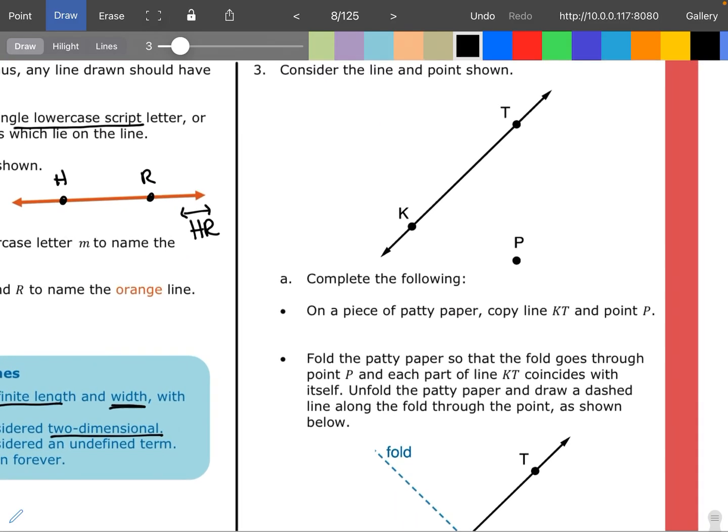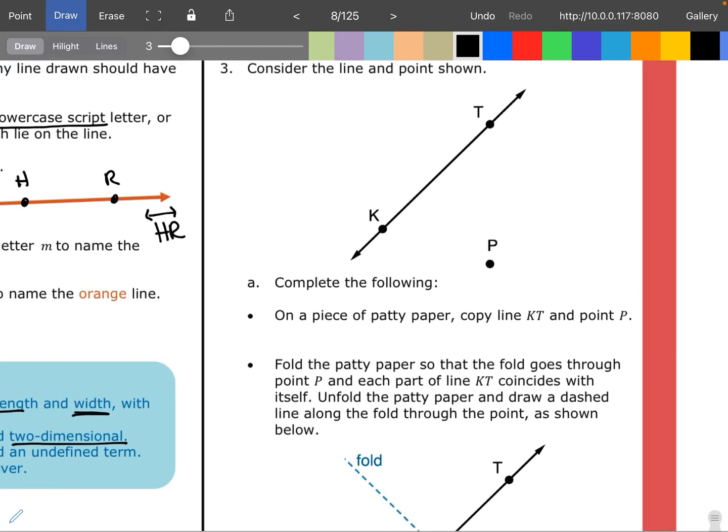Let's take a look at number 3. Using your patty paper, place your patty paper on top of our drawing here. Put it on top of this and copy through the tracing paper the line KT, include the points on there, and point P. I'm giving you a moment to do that.